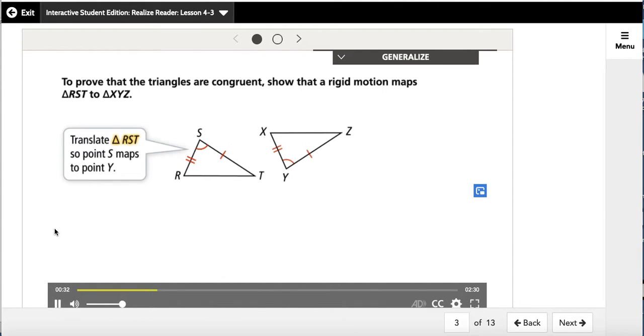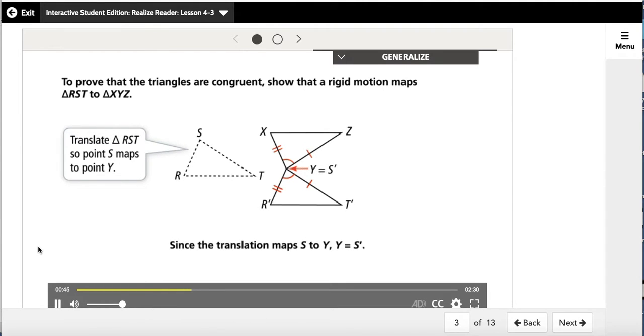Translate triangle RST. There's more rigid motions than what they show us that can show this, but we'll just go ahead with what she's going to do. Looks like she's going to translate it first. So point S maps to point Y. To differentiate between triangles, we label the translation of triangle RST as triangle R', S', T'. Since the translation maps point S to point Y, Y equals S'.